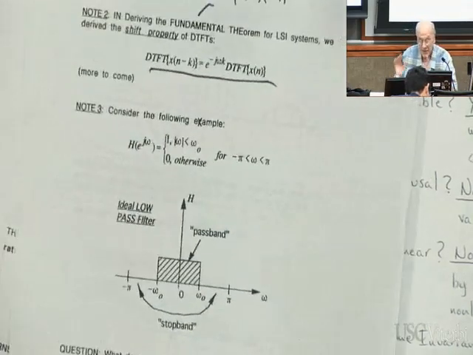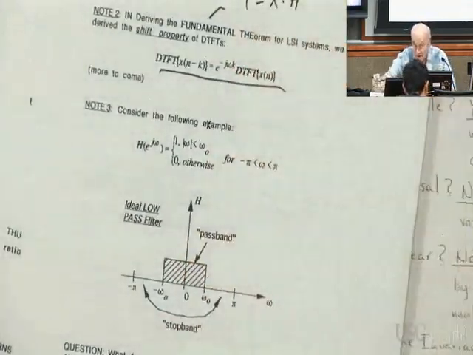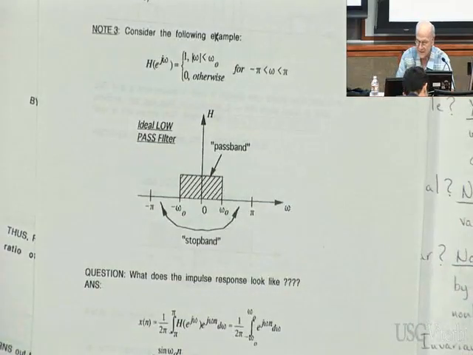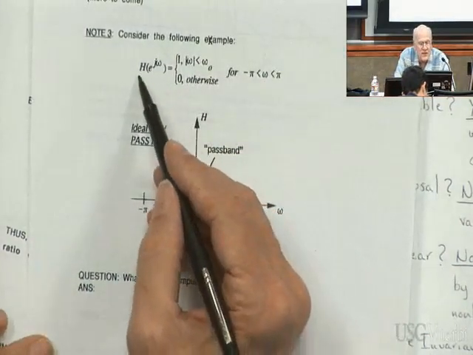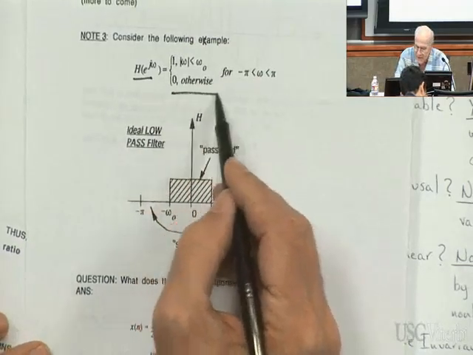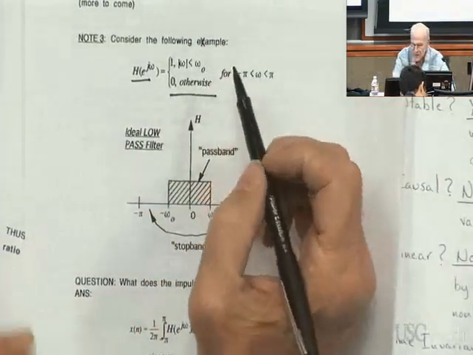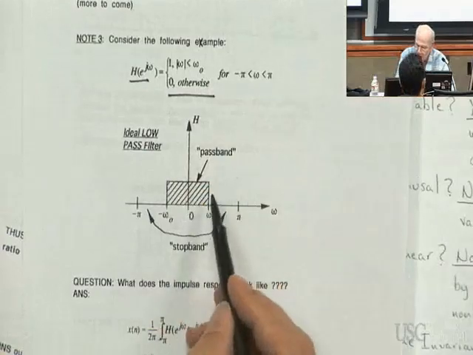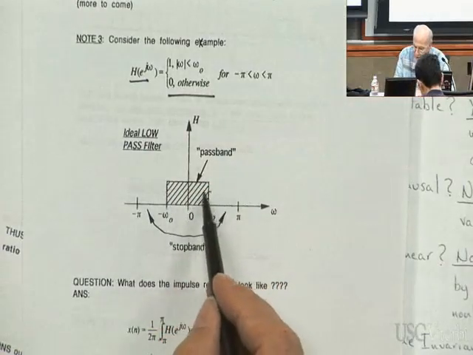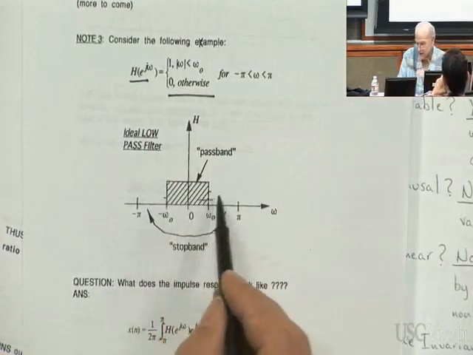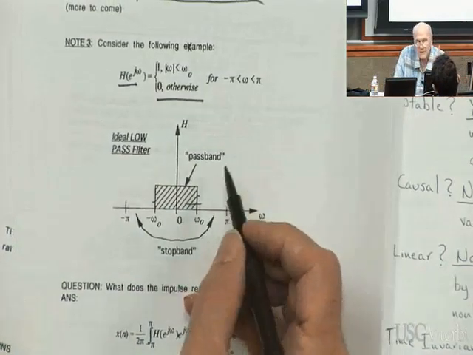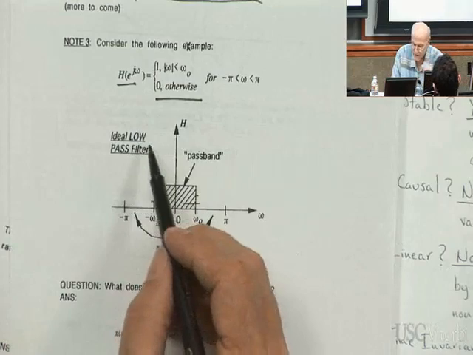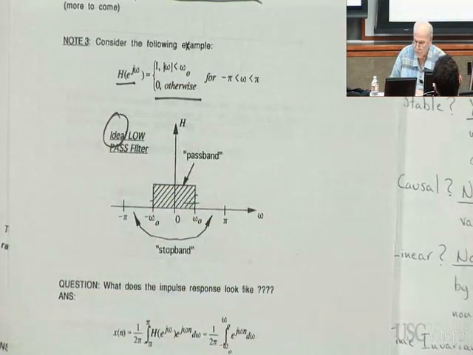This is kind of an interesting example. We'll come back to this toward the end of the class. Suppose that our H of e to the j omega looks like this. It was defined to be basically a step function. Here's a plot, okay? It's 1 for omega less than omega naught, or in this region, and outside of this, it's exactly 0. That is called an ideal low-pass filter.